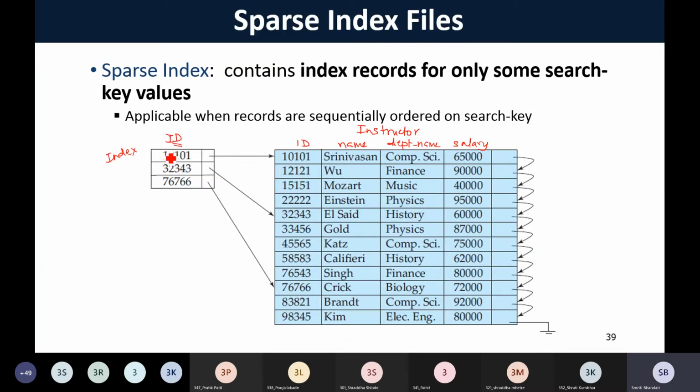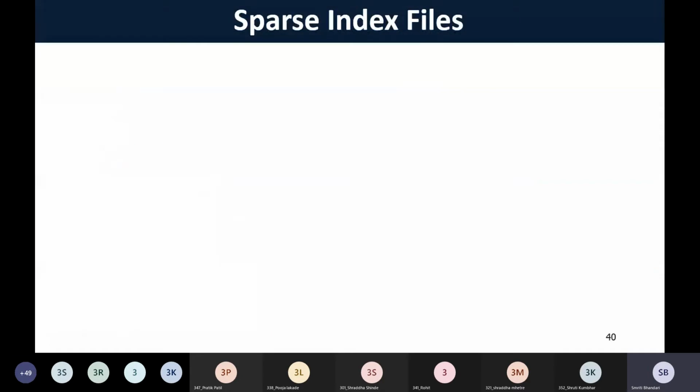So in this case, I may come up with a sparse index wherein I will not be including all the search key values, but I will have a few of the search key values in my index. So this is a sparse index. In a dense index, we have all the entries, all the search key values in our index file, whereas in a sparse index, we have only a few search key values in our index.